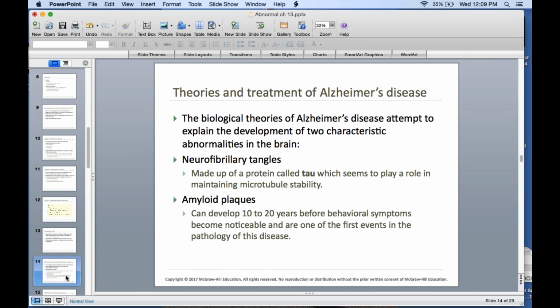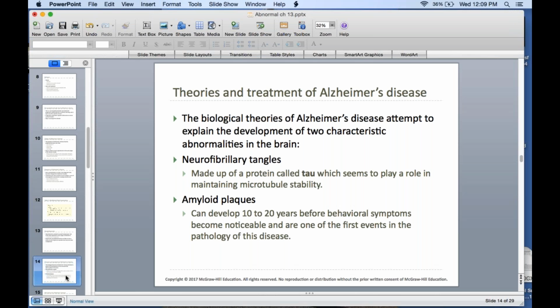And one is first the neurofibrillary tangles. This is made up of a protein called tau. It seems to play a role in maintaining what they call microtubule stability. So when we look at the brain, we see these neurofibrillary tangles. If you think about your brain, you probably don't want things tangled.